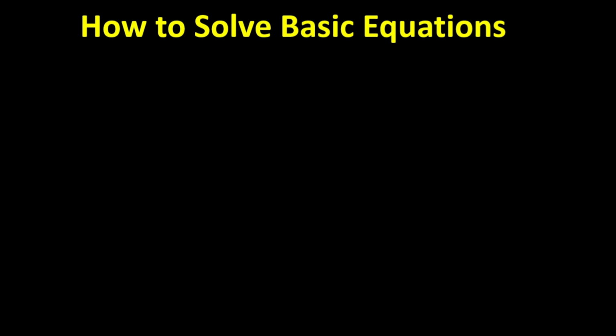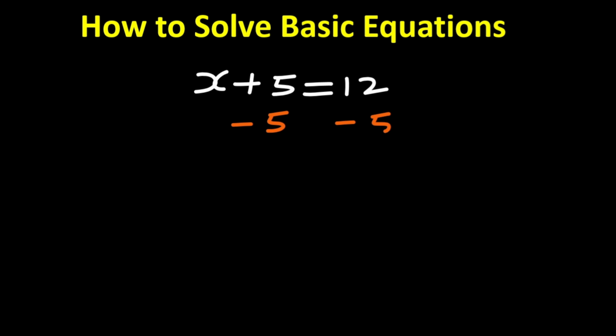Say we are solving the equation x plus 5 equals 12. The question is, what is the value of x? Here, in solving for x, as you can see, x is added to 5. So we always do the opposite operation. What's the opposite operation of addition? It's subtraction, so you subtract the same number on both sides of the equation to balance this equation.